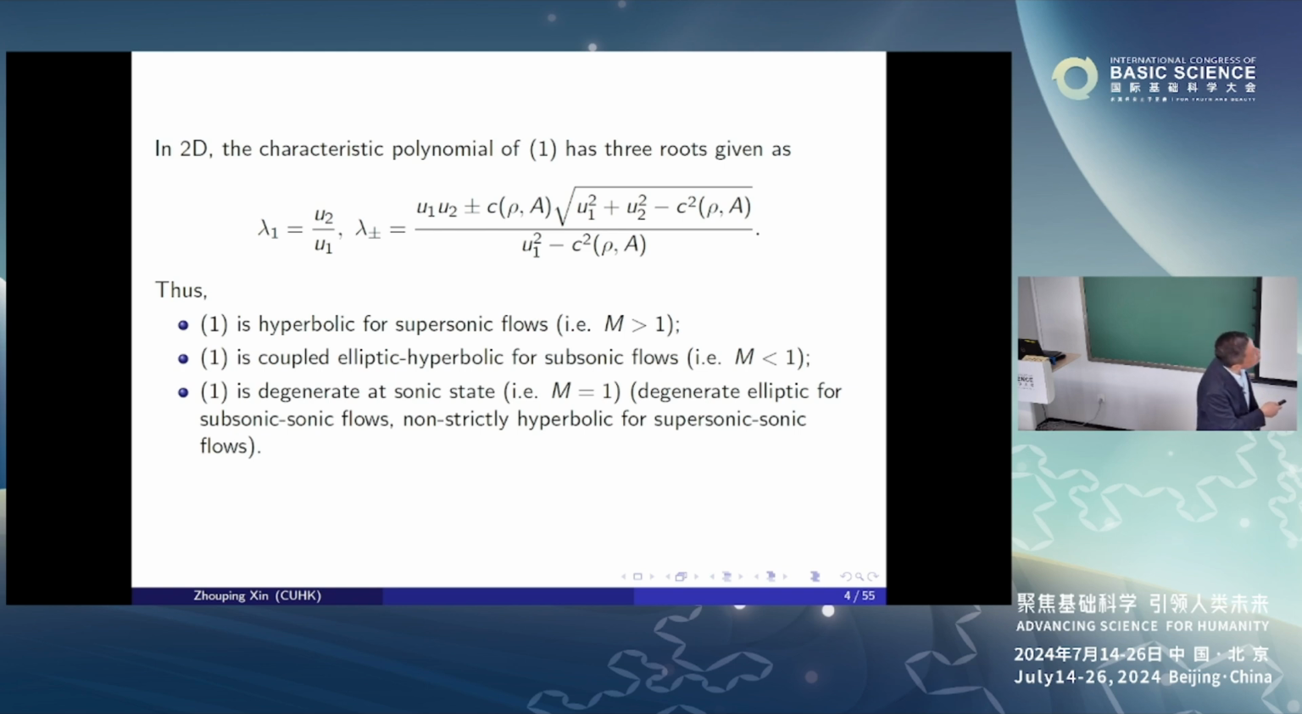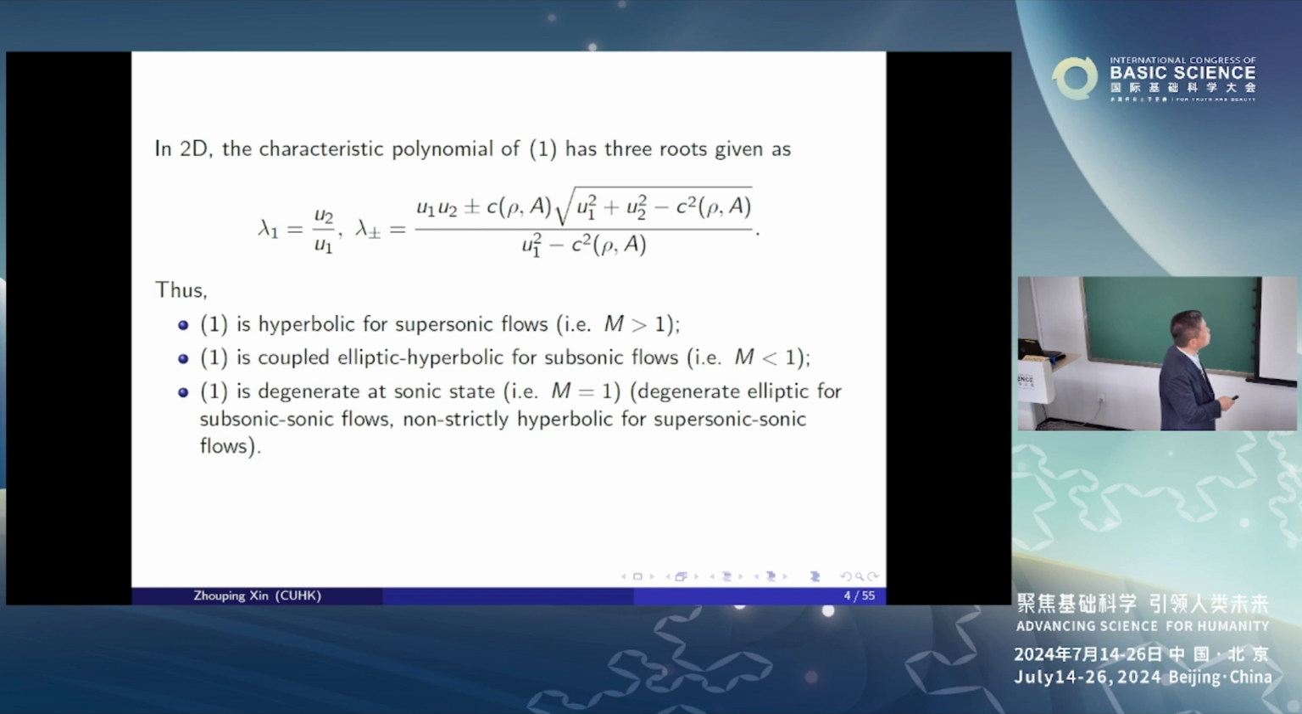It's given by this. This is the speed squared, and this is the local sound speed. So if the Mach number is bigger than 1, this is positive, then you have 3 real eigenvalues. That means you really have a hyperbolic equation. But if it's subsonic, this is negative, then you have a complex conjugate pair. So these are elliptical modes.